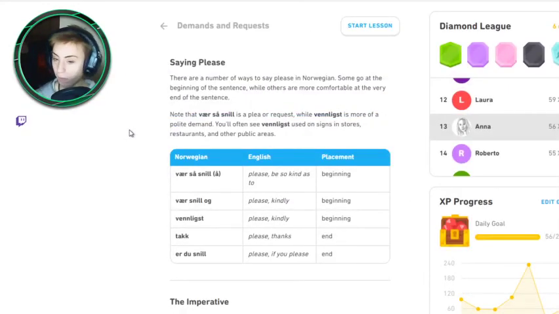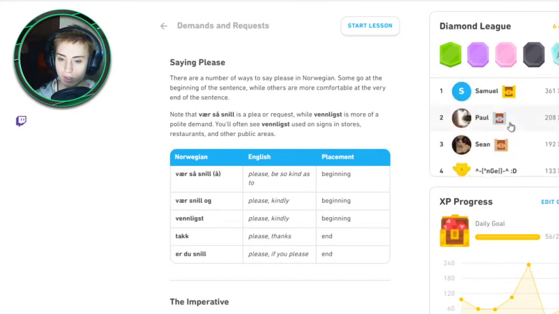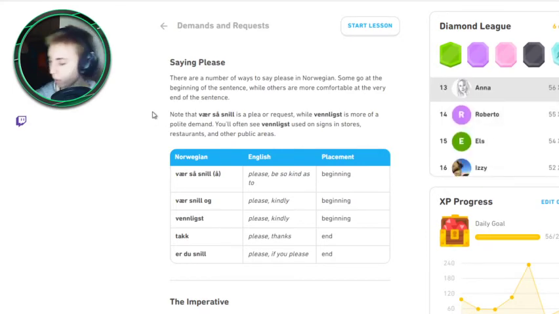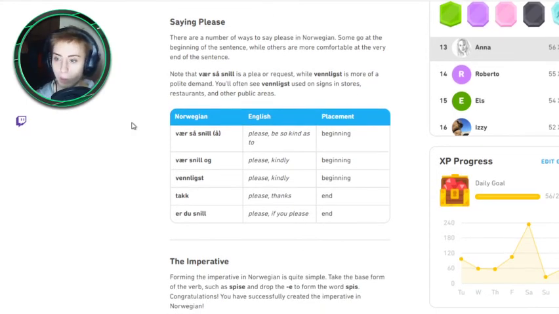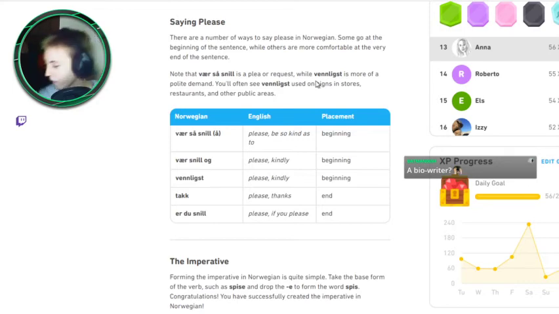Saying please, an important thing. Norwegian. Oh, I'm very far behind. Okay, well, I'm not that bad. We know vær så snill. You can also say vær snill og, please kindly, and tusen takk, please and thanks, and vær så snill. These two, takk and vær så snill, you put at the end of a sentence, and these you put at the beginning. So, vær så snill, please request, vänligst, friendly, I guess to be friendly, kindly.